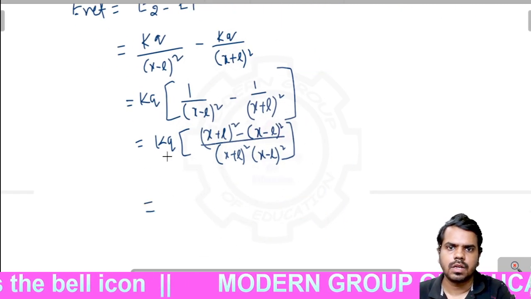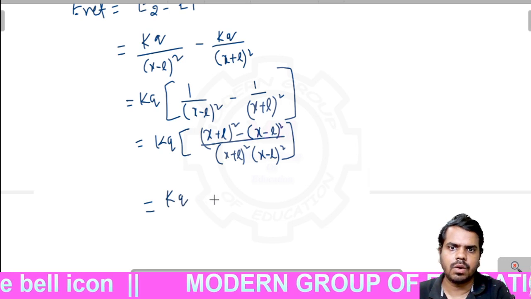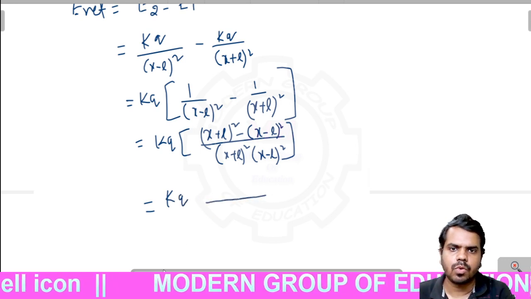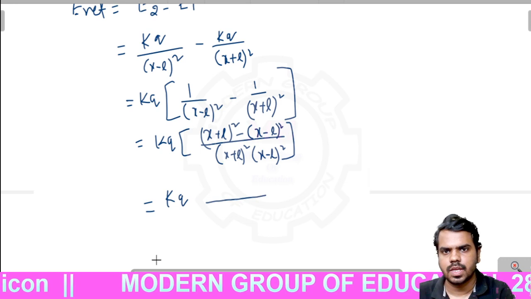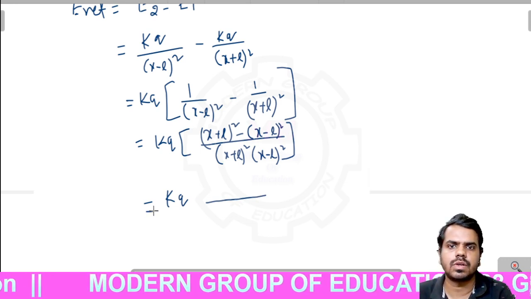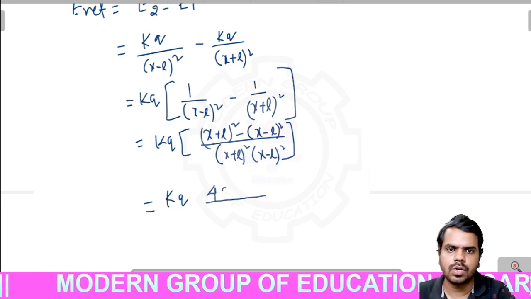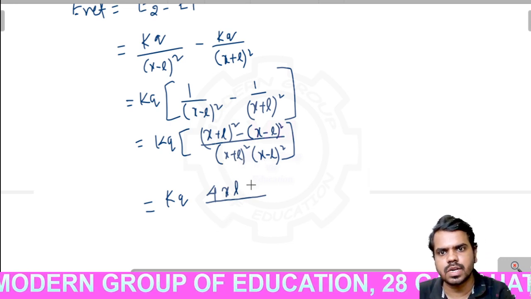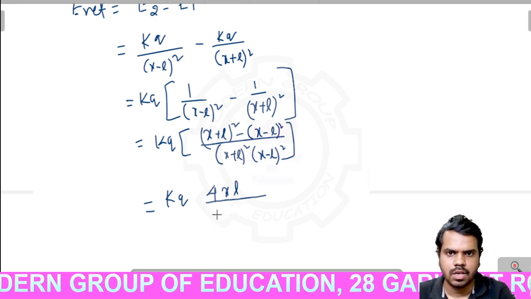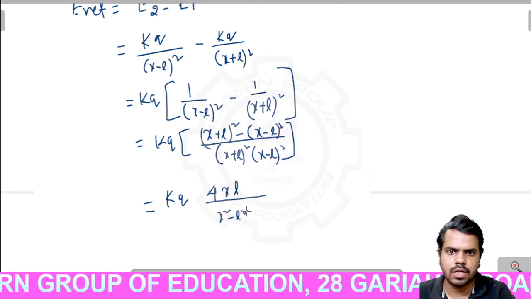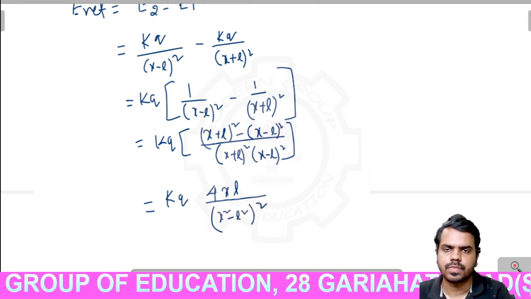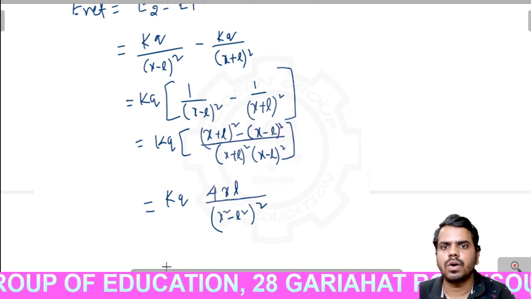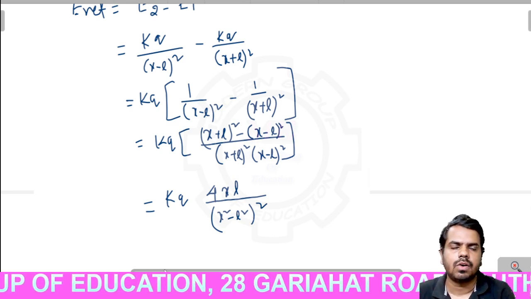In the numerator, this is the formula of 4ab: (a plus b) whole square minus (a minus b) whole square equals 4ab, so 4 into x into L. In the denominator it is (a plus b) whole square into (a minus b) whole square, that means (a square minus b square) whole square, that means (x square minus L square) whole square. Okay, so this is the formula of net electric field on the axial point.